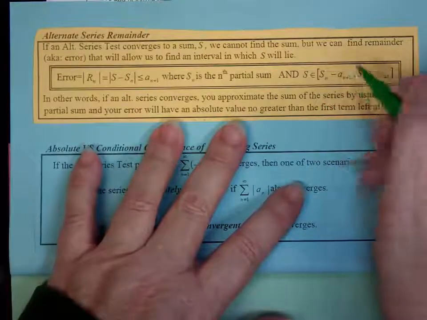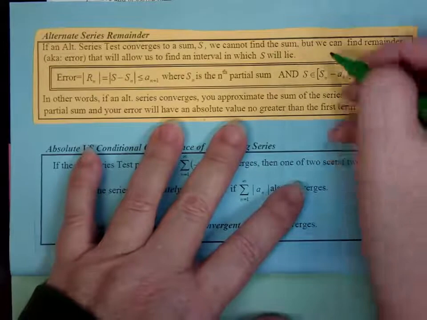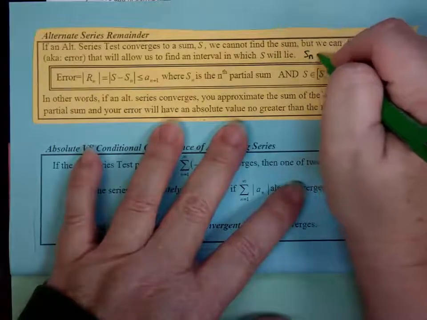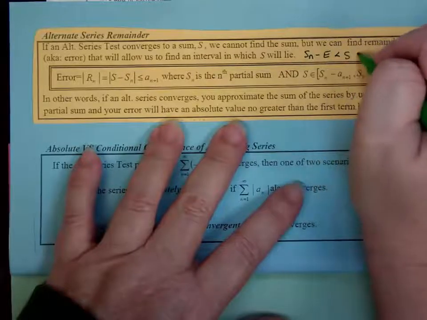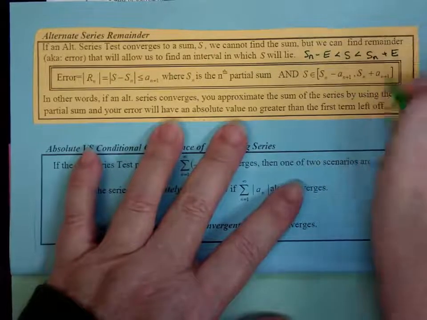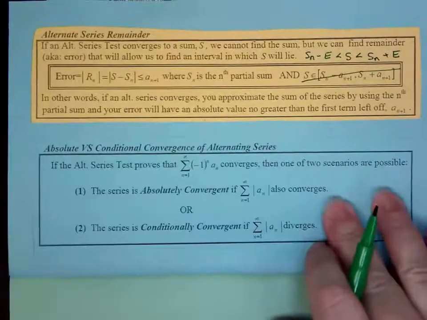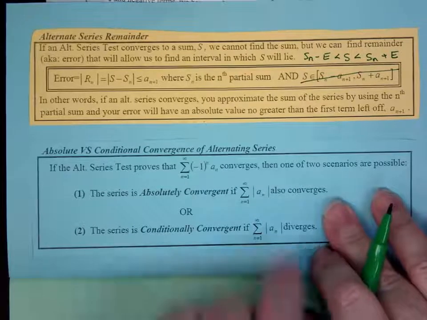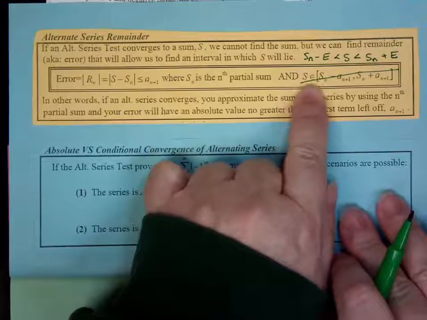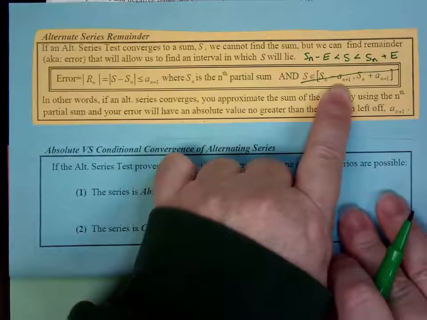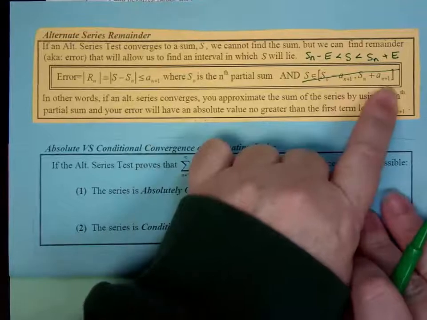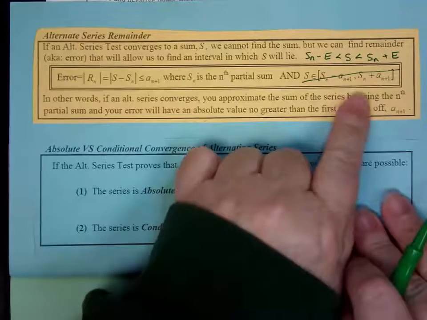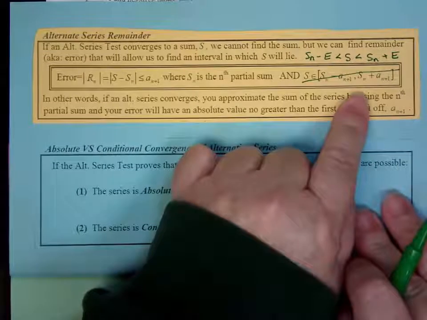Okay? But we're going to write this thing. We wrote it a different way. Let's write it this way. S sub n minus E is less than S is less than S sub n plus E. That's the same thing as that. So I'm writing it in more friendly terms because that's what you're used to seeing. That's what we wrote on our paper. And this says the same thing. This says that S is in between, this a sub n plus 1 is the same as E, S sub n minus E and S sub n plus E. It's like a range or like a domain. Okay? Questions?